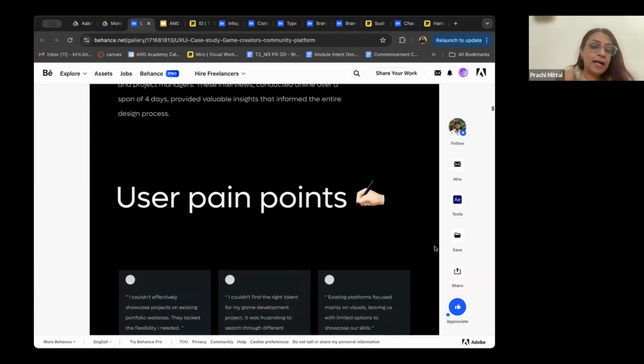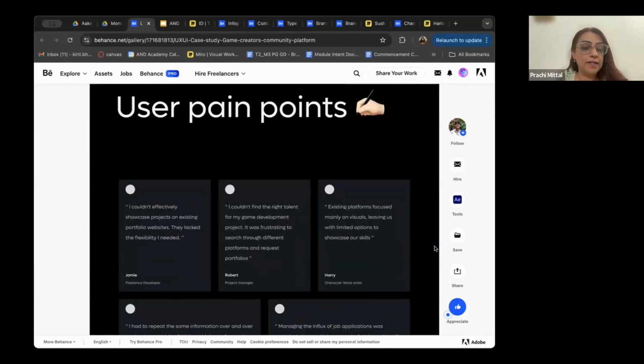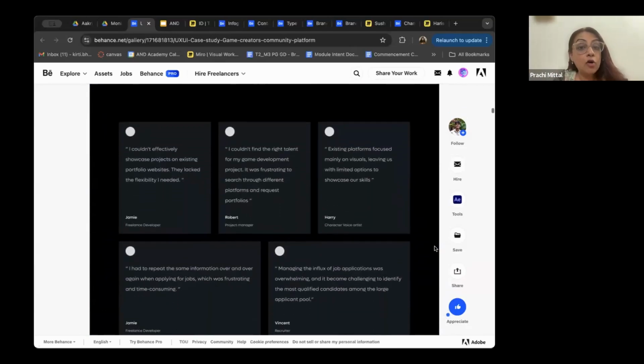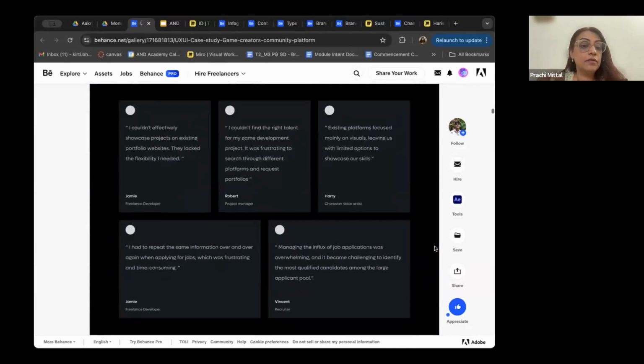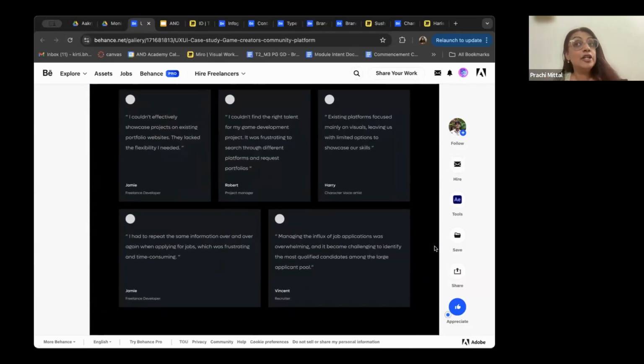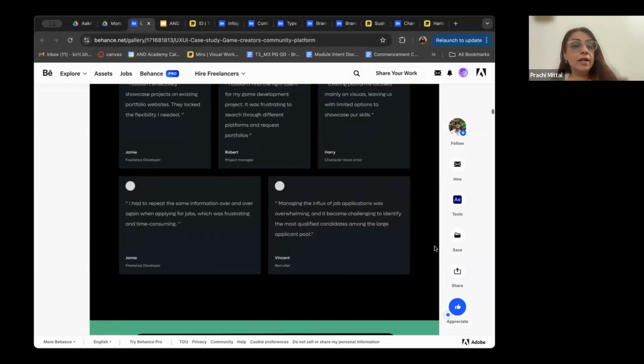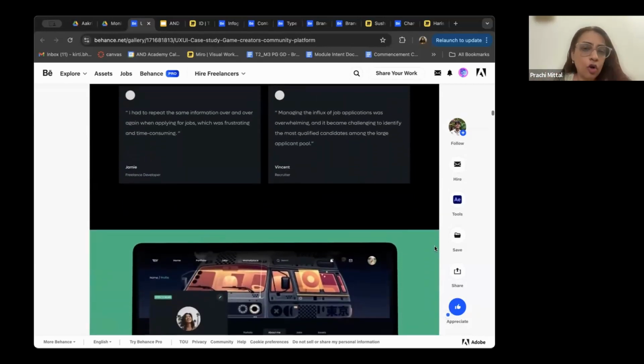Yeah. And you'll see these were some of the pain points, and he articulated them. Out of the various interviews that he did, he was able to identify user needs and their pain points that I couldn't effectively showcase my project. I need to do that. I couldn't find the right talent. I have to go through many portfolios before I find the right talent. So you'll see how Aromal solved it, right? And so on and so forth. A whole lot of things.